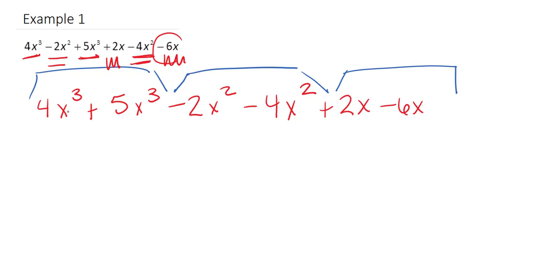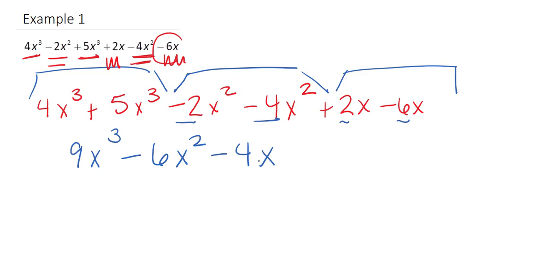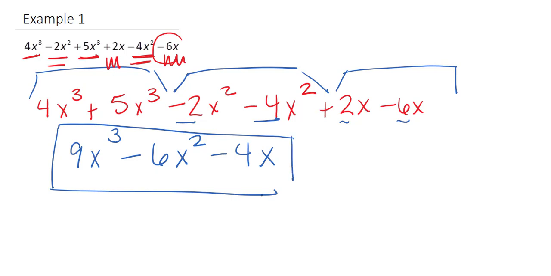So this 4x cubed plus 5x cubed, which then is 4 plus 5, which is 9. We keep the variable with the same exponent. Then we have this minus 2x squared minus 4x squared. So we have two negative numbers, essentially. So we are becoming minus 6x squared. Then we have 2x minus 6x. So 2 minus 6 is just negative 4. And then we keep the variable x. So this would be our simplified expression after we've combined the like terms. So let's do one more example.